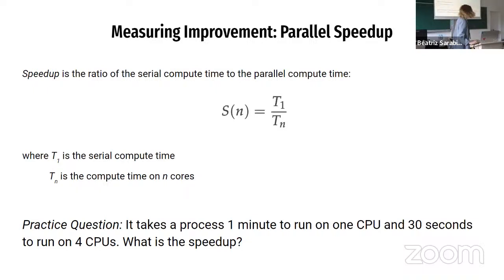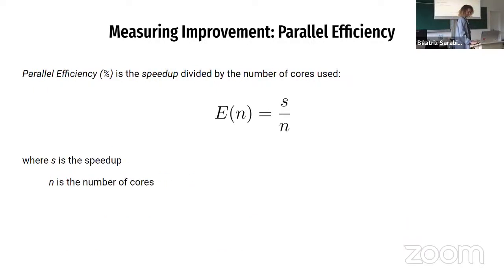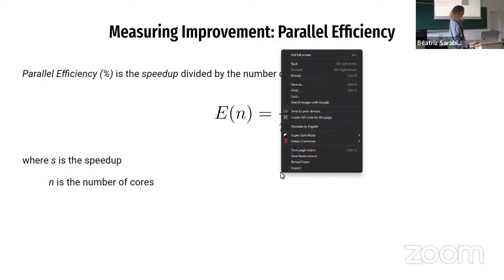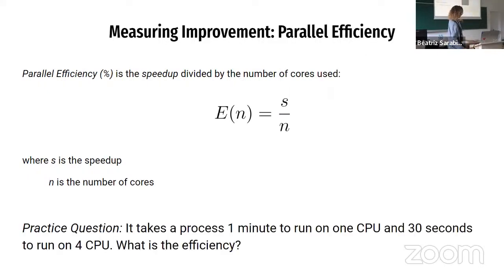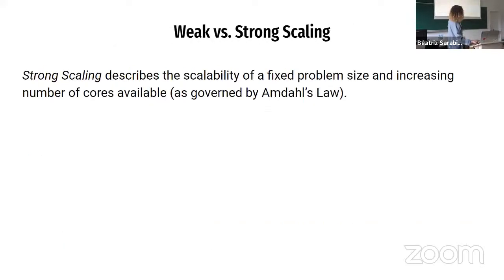Yeah, nice. Okay, and then another way of measuring it is to divide the speed up by the number of cores. So yeah, that's the speed up divided by the number of cores. So then you're getting parallel efficiency.